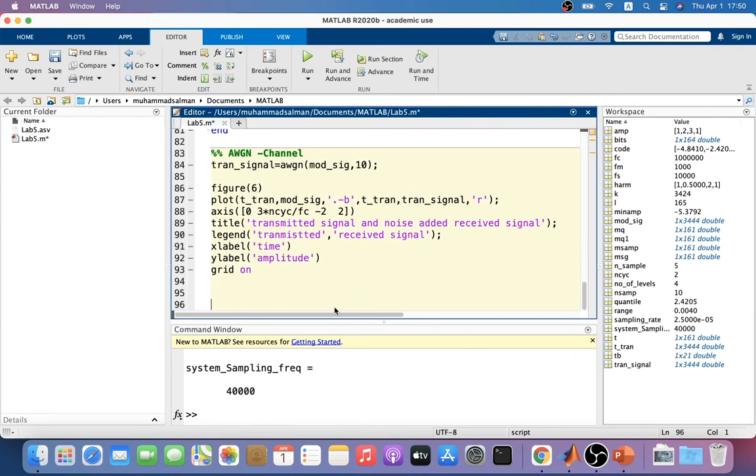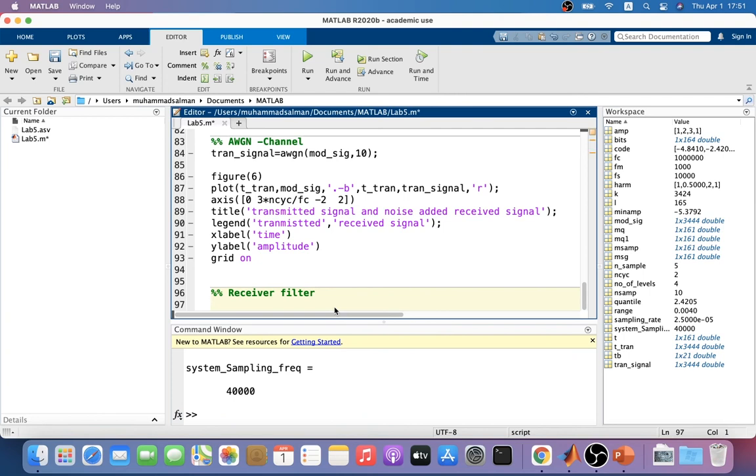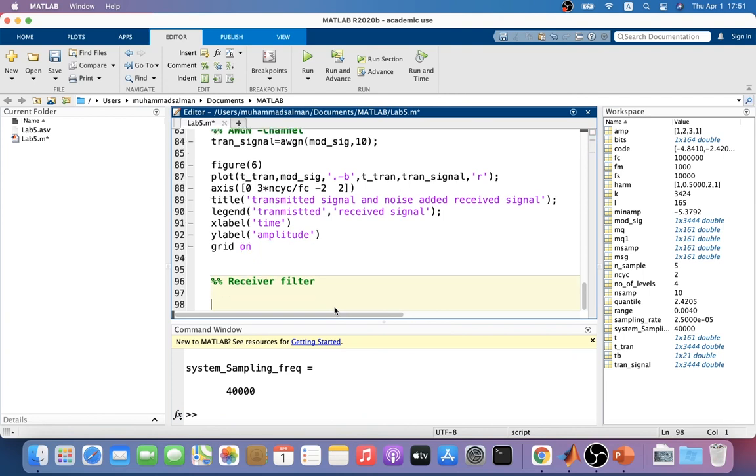Okay, so we are done with the modulation part, and we are also done with the AWGN part. So let's come to the tricky part, the receiver filter. So the receiver filter, firstly I have to express the signal in the form of frequency. So I have to transform the signal from time domain into frequency domain, right? But for that, firstly I have to define the axis.